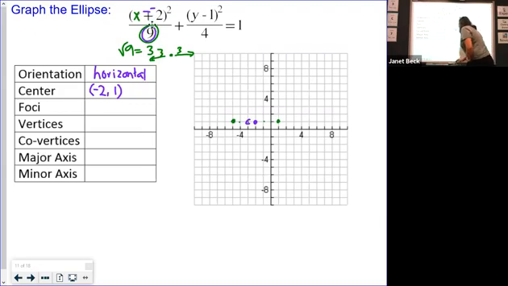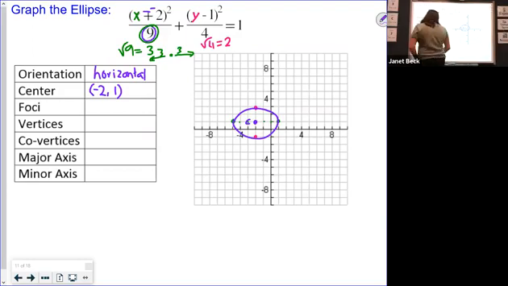And then the number that's underneath the y squared, take the square root of that, and that tells you how far to go up and down. So we can draw this in. The only thing missing from my drawing at this point is the foci, and I'm going to have to calculate those. And I actually want to write out all this information in the table as well. We always ask you about this.